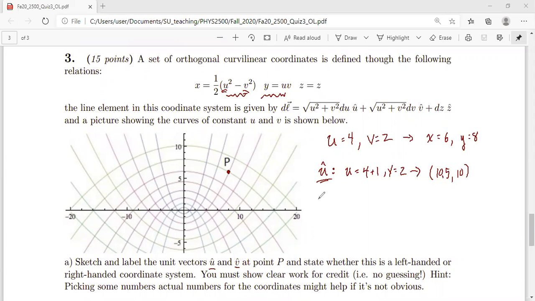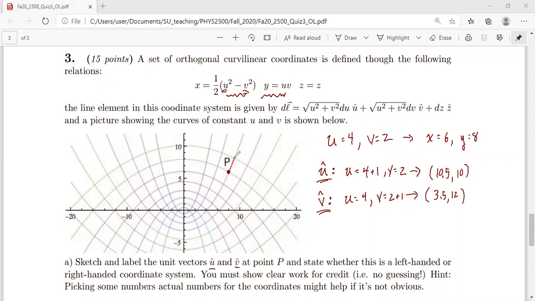And then let's say I want to go to v hat, or figure out which way a vector points if v increases. So let's keep u the same as our initial point, and then v is 2 plus 1. And then that's, call it 3.512. Okay, so we're somewhere around here, and then u hat points in such a direction as both x and y increase.